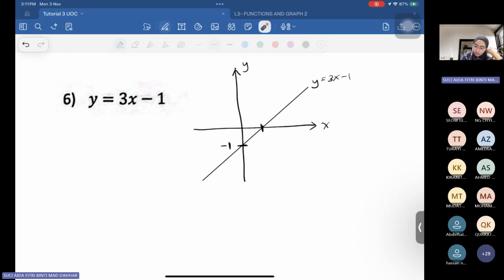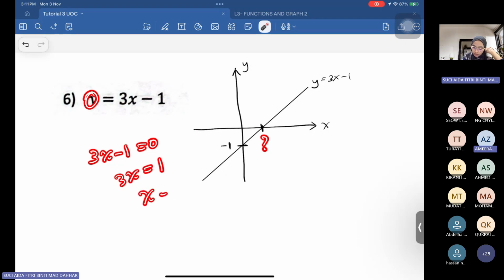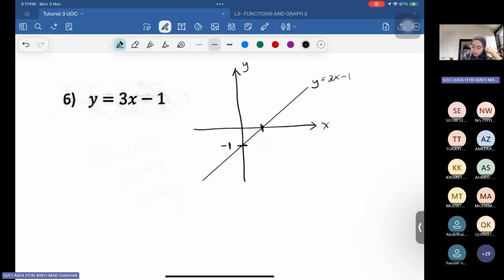How do you get the x-intercept? y equals 0. So if your 3x minus 1 is 0, then 3x is 1. So x is going to be 1/3, correct? So x here would be 1/3. Done. Okay, we sketched already.